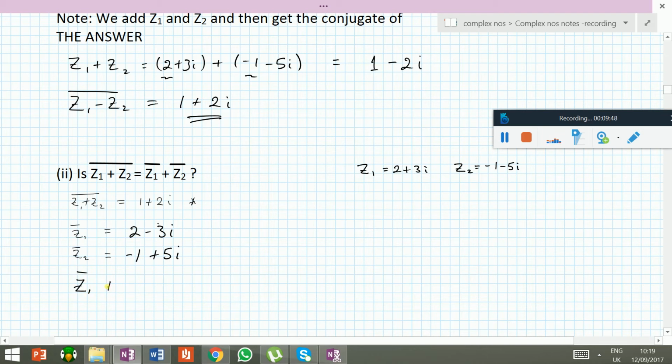z1 bar plus z2 bar is equal to 2 minus 3i plus minus 1 plus 5i. 2 minus 1 is 1, minus 3 plus 5 is a plus 2i. And is that equal to the conjugate of z1 plus z2? And the answer is yes.